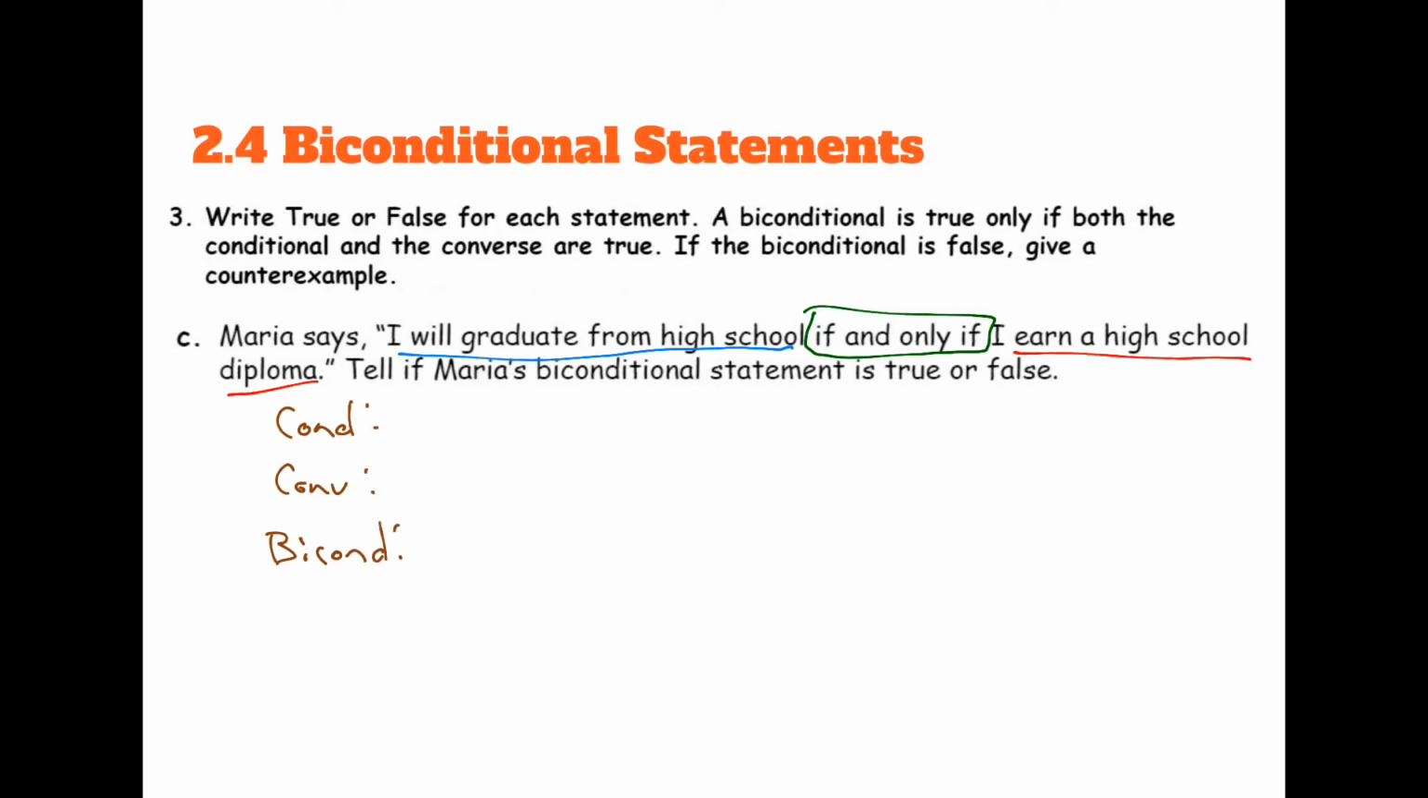So the conditional part there is going to say, I will graduate from high school. So if I graduate from high school, then I earn a high school diploma. That would be very true, right? If you graduate, you get a diploma. So let's look at the converse, right? If I earn a high school diploma, then I will graduate from high school. That is also a true statement. So then this biconditional is going to be true.